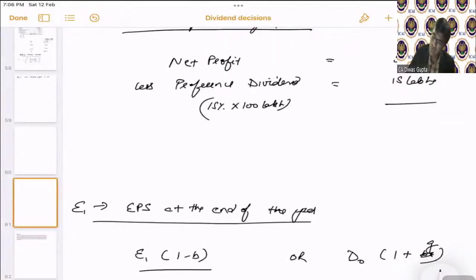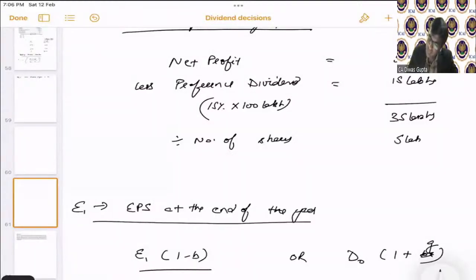Less preference dividend. So it becomes 35 lakhs divided by number of shares. Yes, Tanu, you're right. Tanu and Rohan, EPS is 7 per share. That is right. So this we will divide by the 5 lakh shares. So 7 per share is the earnings per share. Okay, students, so earnings per share is 7 per share.